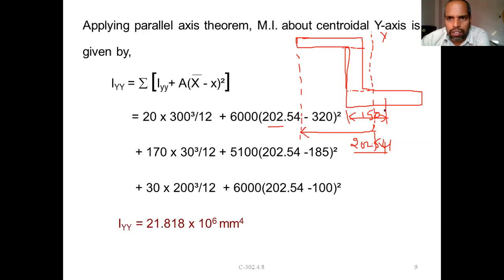What we need is the distance between the centroidal y axis of figure 1 and the centroidal y axis of the entire figure. This is the centroidal y axis of the figure. So this one is right. Now if we calculate that, how much is it? 202.54 minus 150. That's how you will get that.